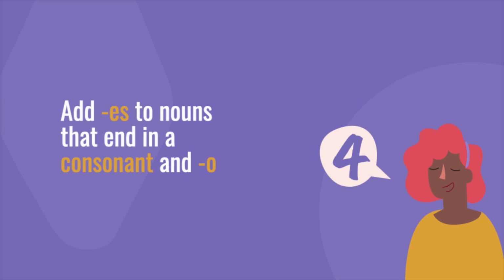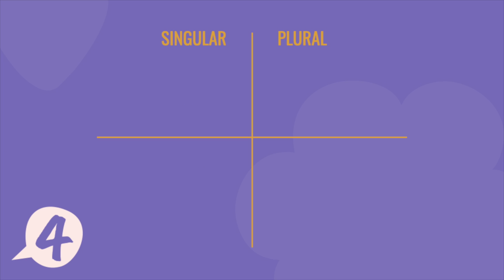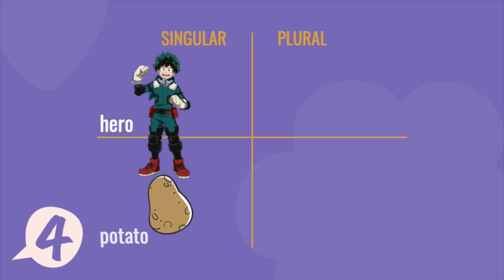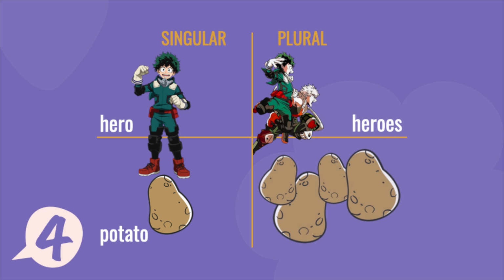Rule number 4. Now, if a consonant comes before an o, the plural is formed by adding es to the singular form of the noun. How do we make these singular nouns into plural nouns? By adding es. Hero becomes heroes, and potato becomes potatoes.